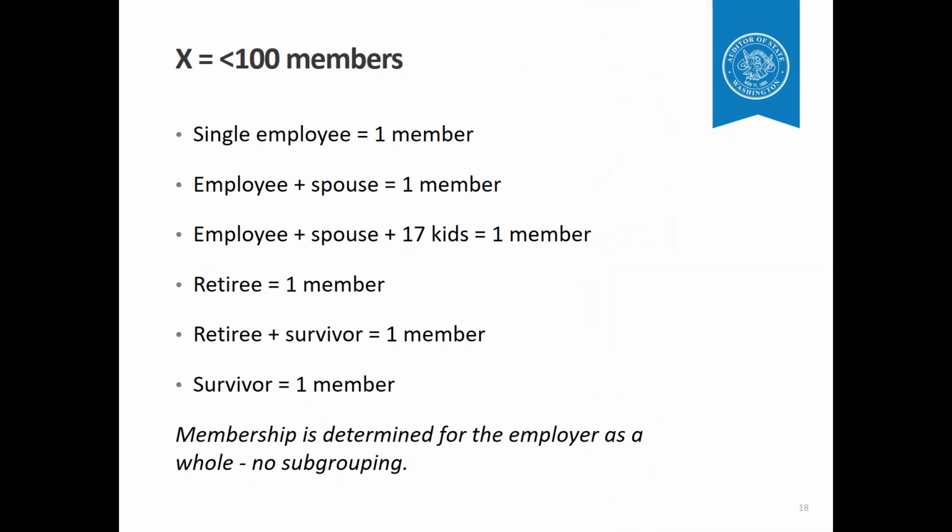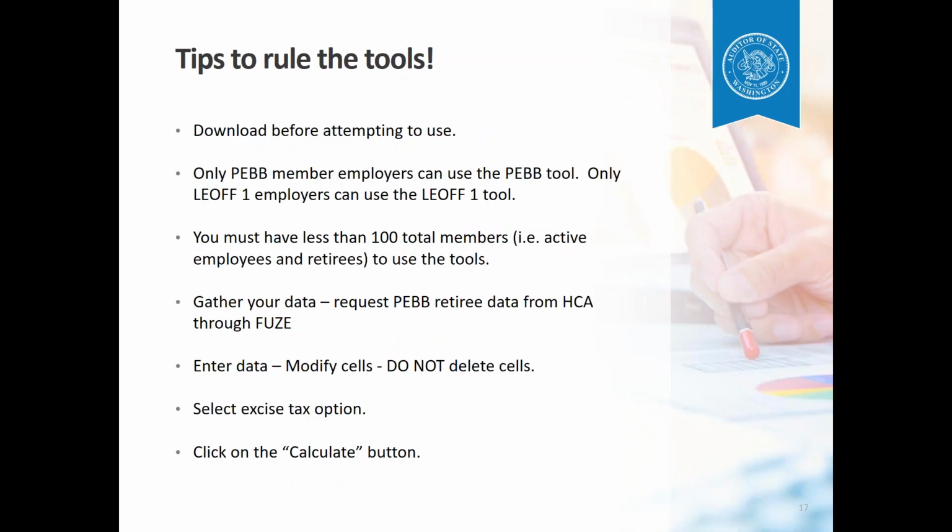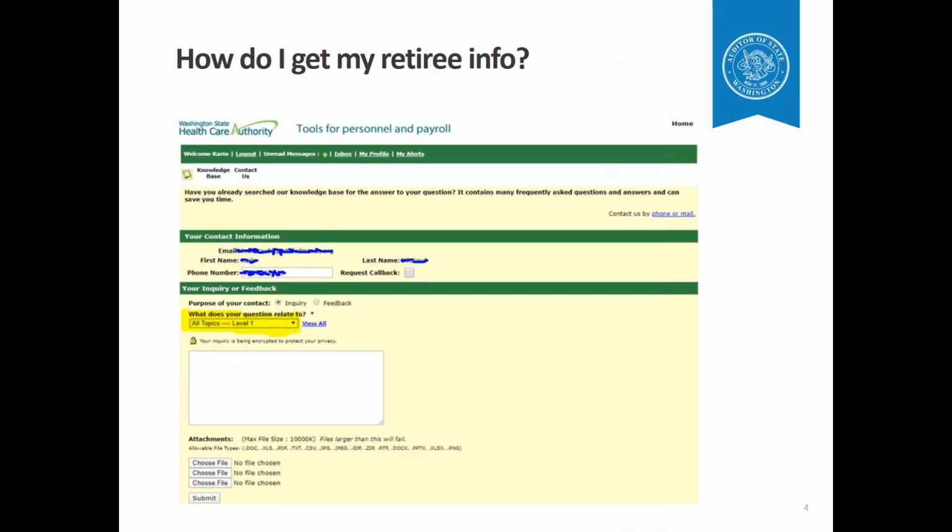So let's go back to our tips here. Okay, another one. You have to gather your data. What you're going to need is the average ages of people, because you're going to group those into age groups for the tool. Now, when it comes to retirees, I know LEOFF1, obviously you know who your retirees are, but a lot of the PEB employers say, we don't know who our retirees are. Well, don't worry. The healthcare authority knows that, so you just have to ask them.